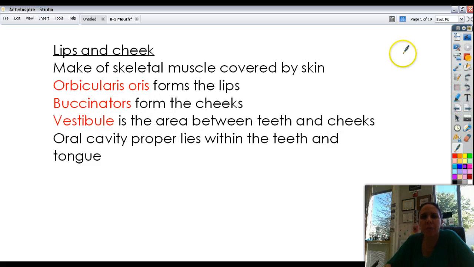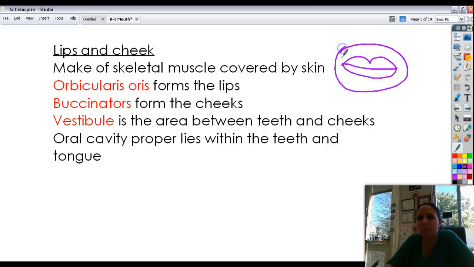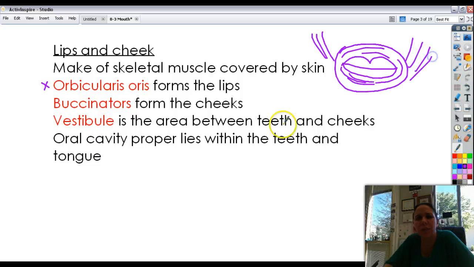Your mouth, from the outside, you have lips like this, and there are muscles. If we were to take your skin off, you would find some muscles that run all the way around the outside of your lips like that, and that is called the orbicularis oris. It basically just means in a circle around the mouth. And then you have these muscles on the side that form your cheeks, and those are called the buccinators.